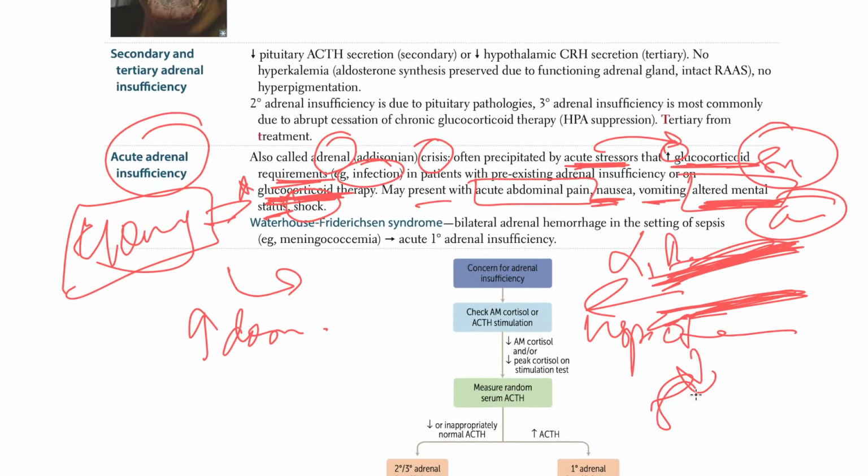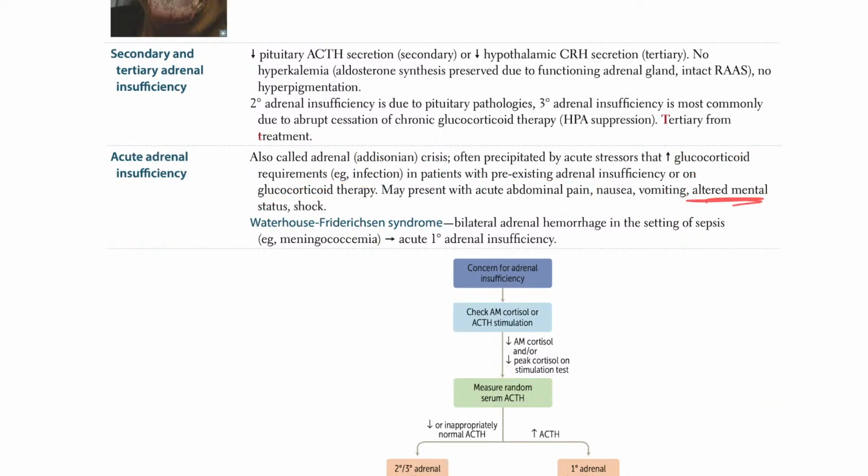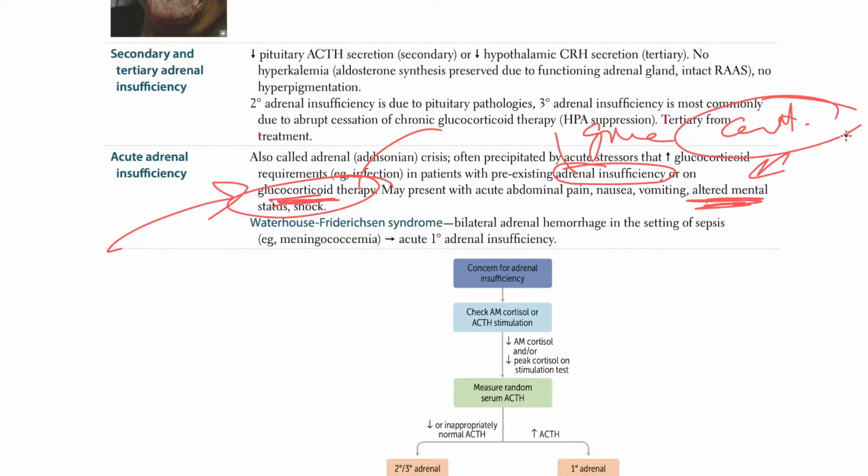Hypotension will lead to shock, right? And also altered mental status. The patient has undergone surgery, comes back, everything normal. After a couple of days, the patient goes into altered mental status. You must think about glucocorticoids. Ask two questions: either were they already on glucocorticoid therapy, or is there any pre-existing adrenal insufficiency? In either case, give cortisol.